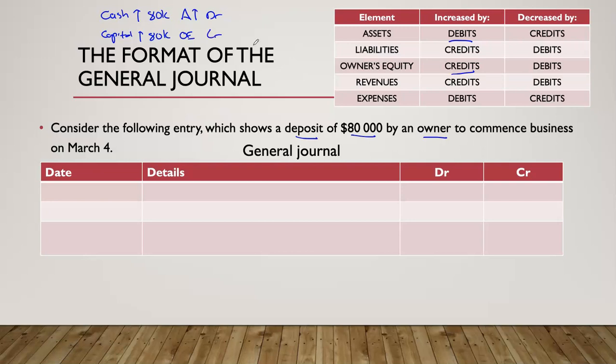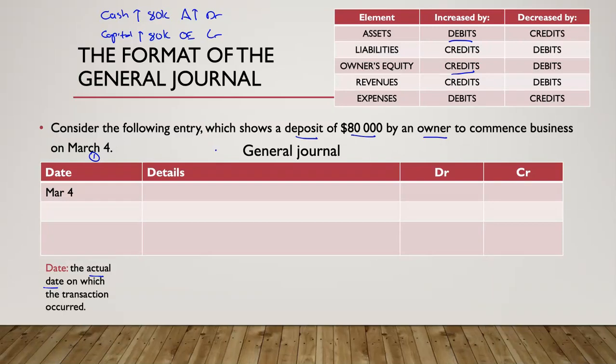Now I just need to put this formally into my general journal. My general journal will look like so. Firstly, step number 1, I record the date, March 4. What do we need to remember about the date? The date is always the actual date in which the transaction occurred. So it's always going to be the specific date. We don't wait to the end of the month, for example. It's the actual date it occurred.